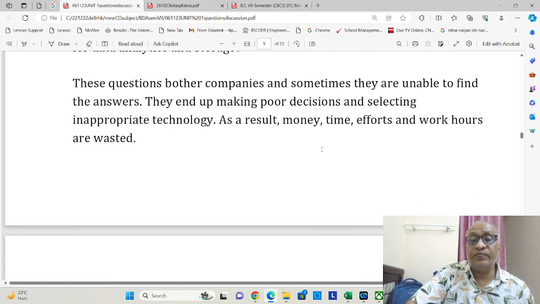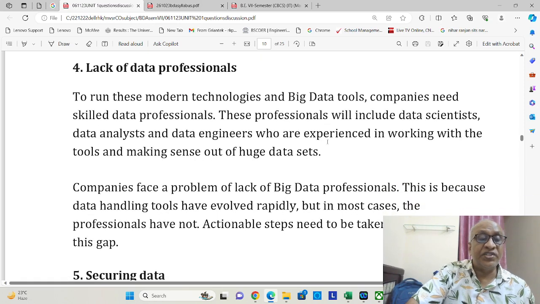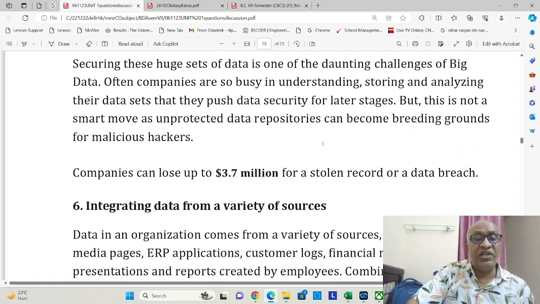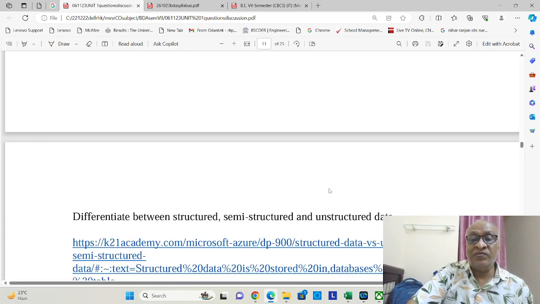What do I select? Lack of data professionals. To handle this data, you need people with a good skill set. So they are also very scarce. Security is a challenge. You need to integrate the data which is coming from varied sources. That also is a challenge.